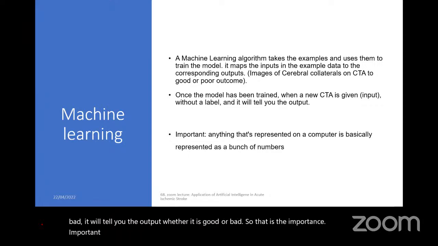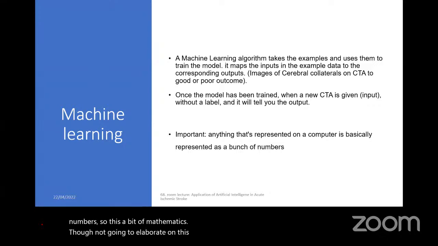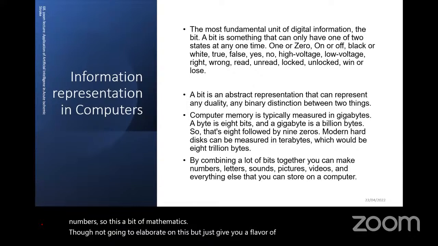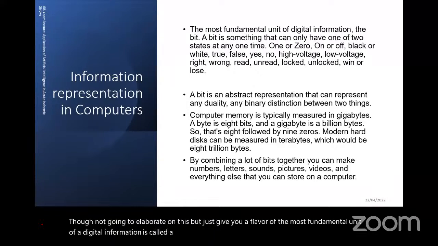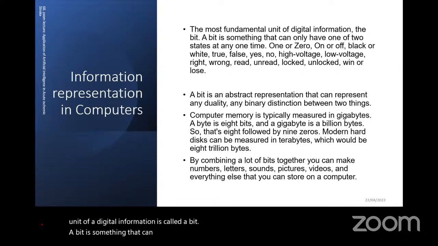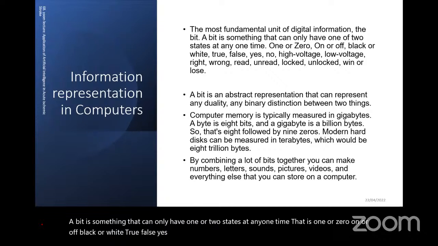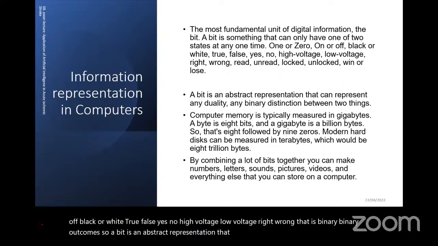Anything that's represented on a computer is basically represented as a bunch of numbers. This is a bit of mathematics, though I'm not going to elaborate on it, just give you a flavor. The most fundamental unit of digital information is called a bit. A bit can only have one of two states at any one time: 1 or 0, on or off, black or white, true or false, yes or no, high voltage or low voltage, right or wrong. Those are binary outcomes. So a bit is an abstract representation that can represent any duality, any binary distinction between two things.